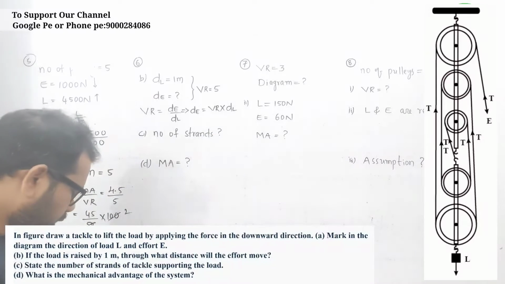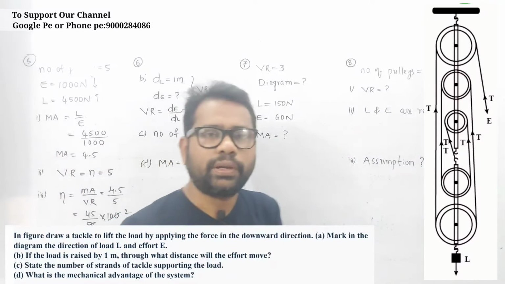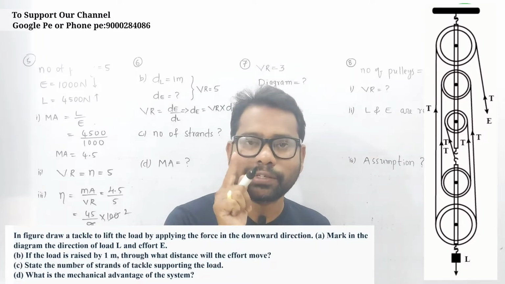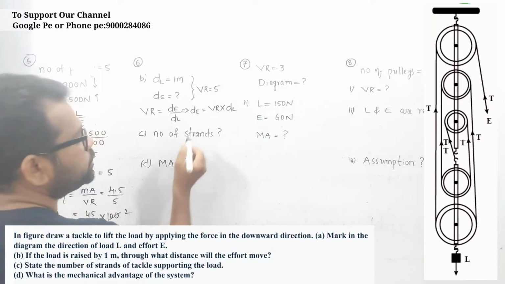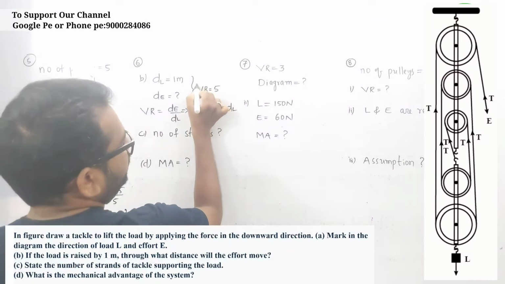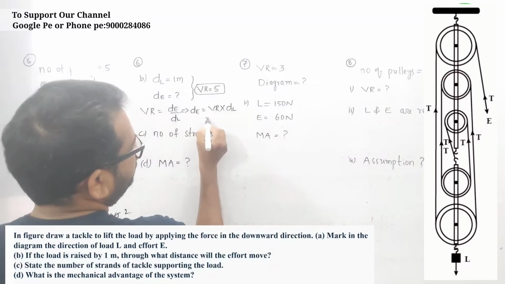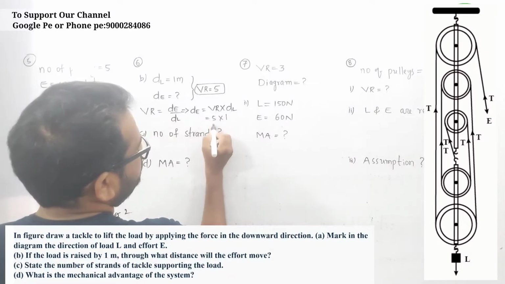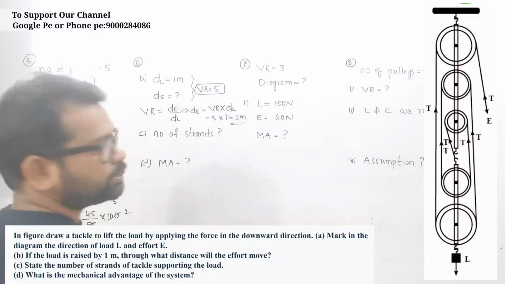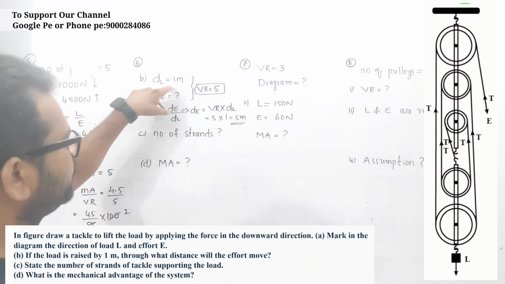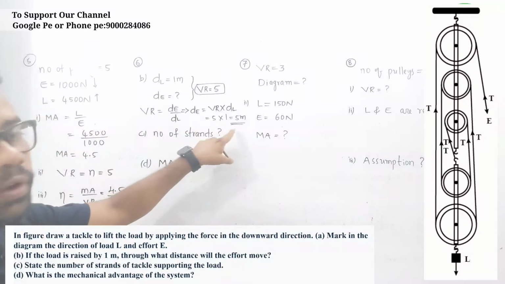Here you may get one doubt. But sir, how to know the velocity ratio? Velocity ratio is not given. Children, velocity ratio is nothing but the number of pulleys. How many pulleys are given? 5 pulleys are given. So this is 5 into 1, so this is going to be 5 meters. So when a load is displaced by 1 meter, effort is displaced by 5 meters.